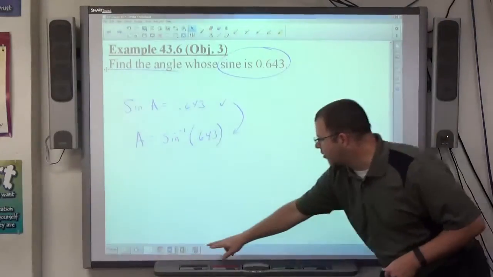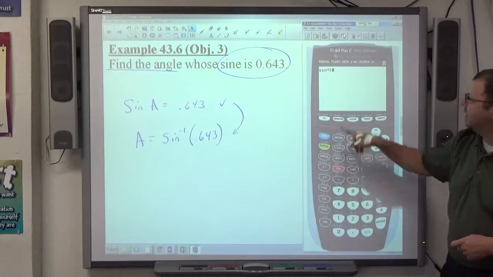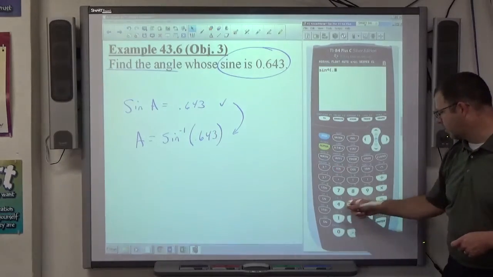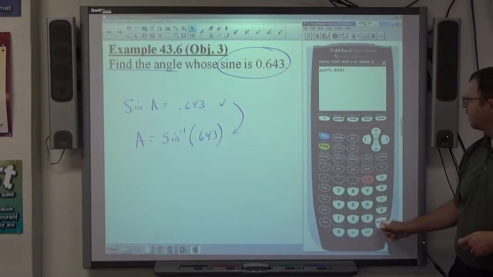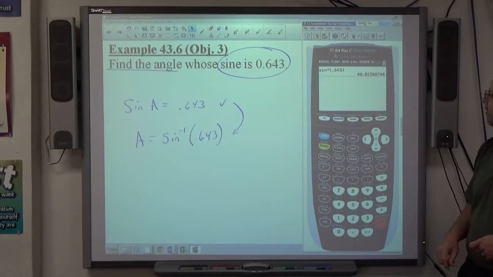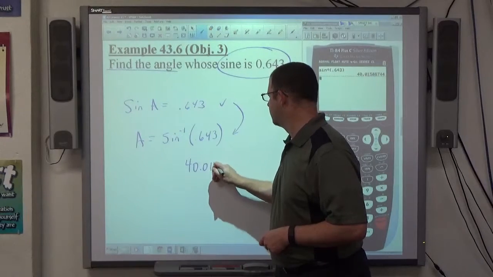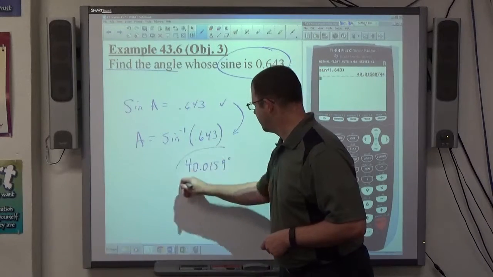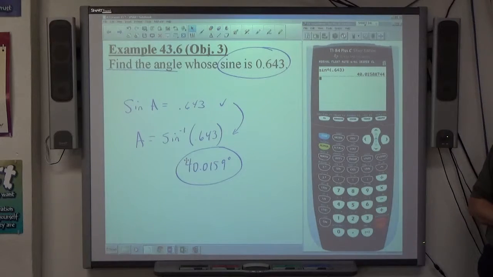And again, as far as entering your calculator is concerned, I'm going to use the second sine, 0.643. Again, I always like an end parentheses, so I do that. And I get 40.0159. And keep in mind I'm in degrees mode, so that's 40.0159 degrees.